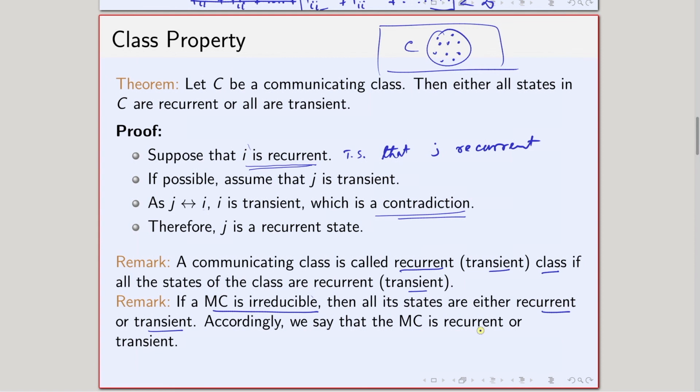That's why we sometimes say that the Markov chain is recurrent if the Markov chain is irreducible and all the states are recurrent, or we say that the Markov chain is transient, which basically means that the Markov chain is irreducible and all the states are transient. So, these two terminologies we are going to use: a class is recurrent means all the states inside the class are recurrent, and a Markov chain is recurrent means that the Markov chain is first irreducible and then all the states are recurrent states.